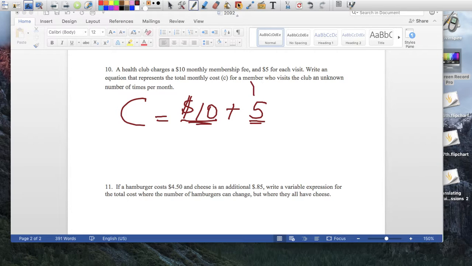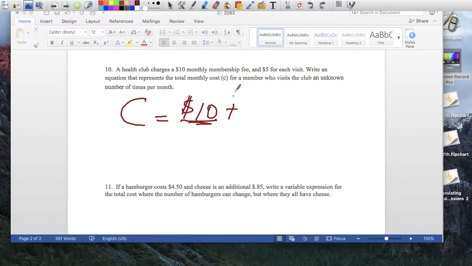What if you decided, you know what, I actually want to work out, and you went to the gym, I don't know, 20 times? Well, it'd be 20 times 5, because every time you go to the gym is $5, so that'd be 100, right? So it'd be 10 plus 100, and your monthly cost would be obviously 110, and so forth.